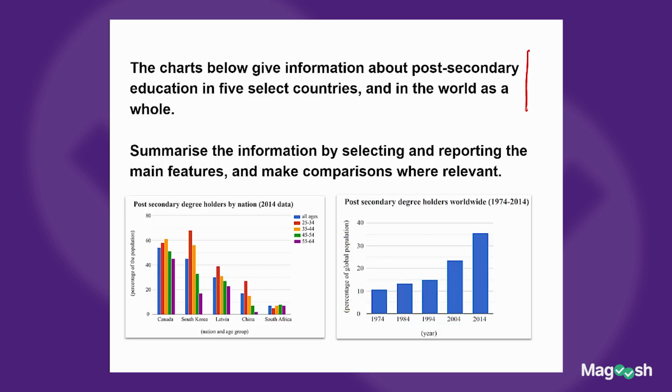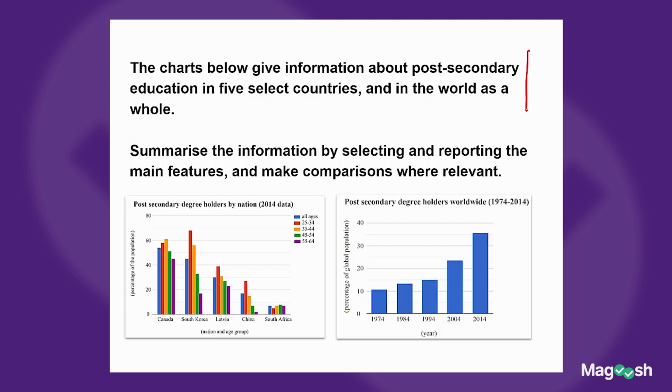Starting at the top, it says, the charts below give information about post-secondary education in 5 select countries and in the world as a whole. So here's a summary sentence of the two visuals. Your Task 1 prompts will always have some type of summary for you right at the top there.